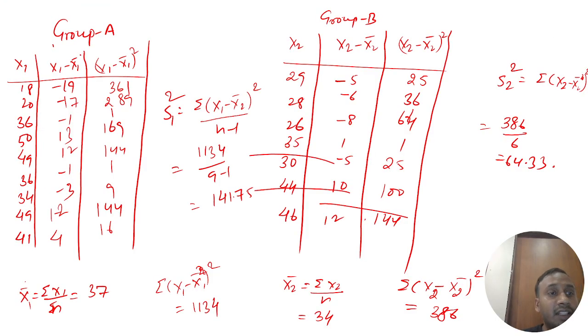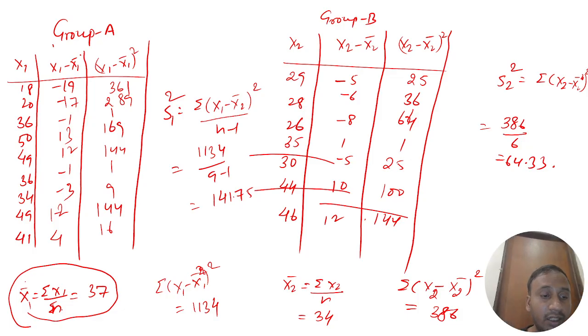So what was that? X1 we have done. X1 minus X bar. The first step is to calculate the bar, the mean. Then we calculated x1 minus x1 bar, then squared it. We got some value.